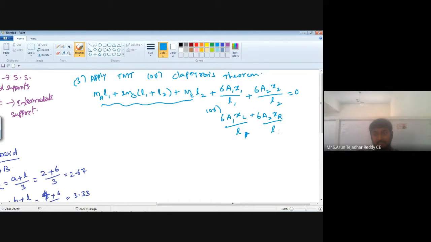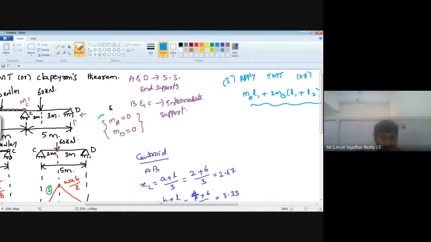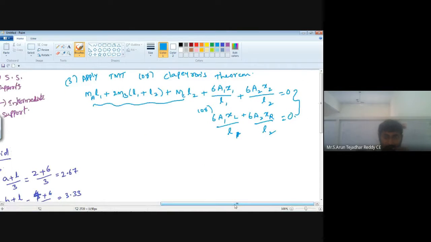Here L1 and L2, you can choose any one of these two, whether it is X1 or XL, X2 or XR. That is your wish. Now, based on our condition, MA and MD are equal to 0, because both are simply supported.